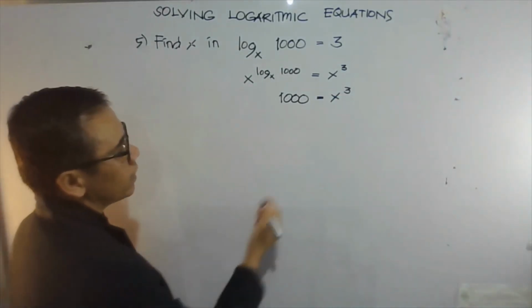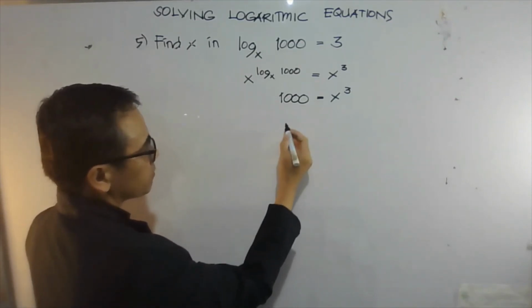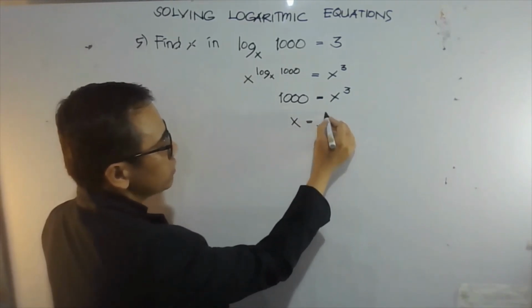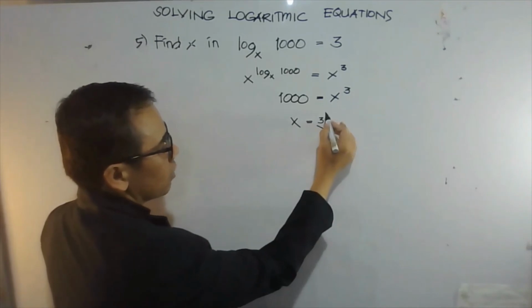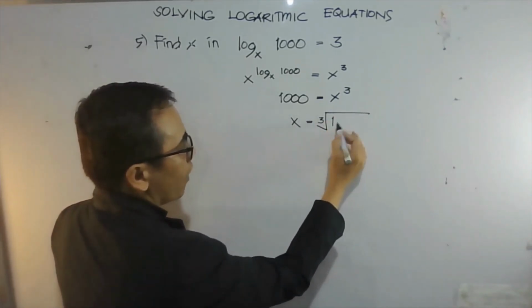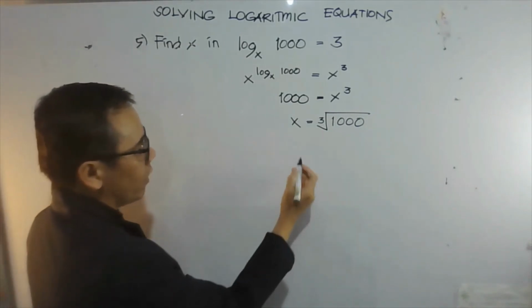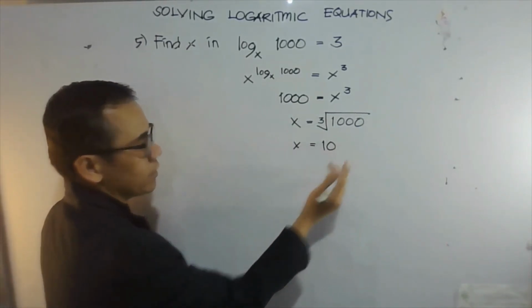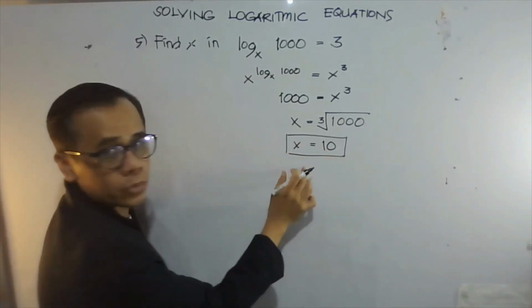So therefore, to find the value of x, x is equal now to the cube root of 1000. And the cube root of 1000 is equal to 10. So x now is equal to 10.